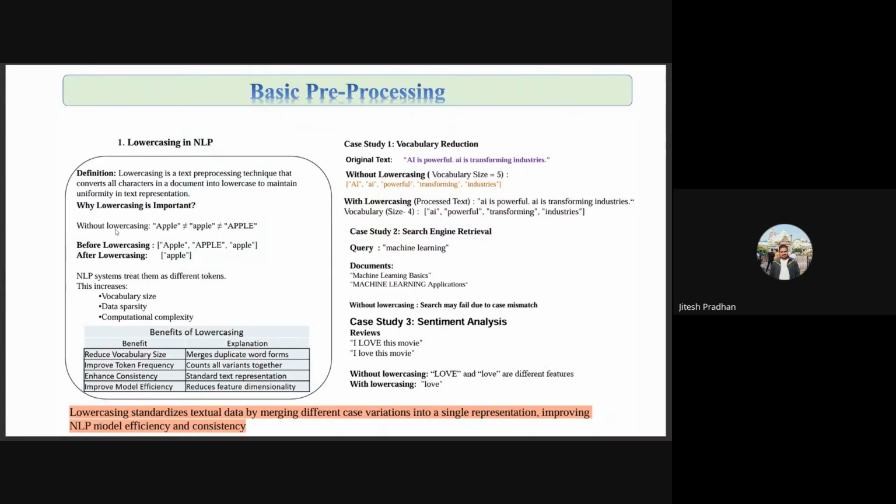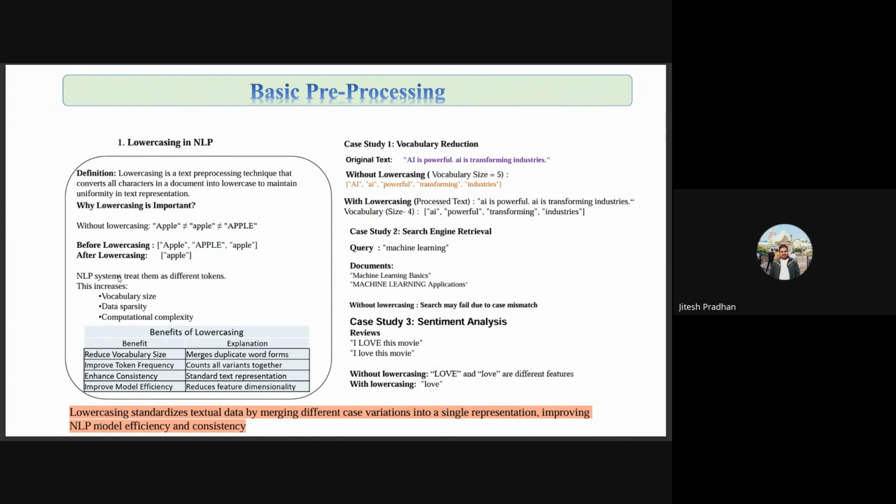Now without lowercasing, let's say apple will be written like this. There is a chance that it is written as Apple and this as APPLE. Without lowercasing, these three are not the same, because the capital A will have a different value. Let's say if we are representing them as decimal values, somehow we will convert it, and its value will be different when we represent it as numerical information. So to remove that ambiguity, we convert it into lowercase. Before lowercasing, it was like this. After lowercasing, it will be like apple.